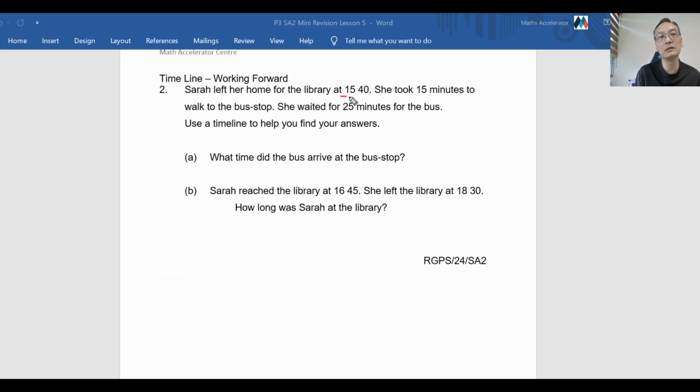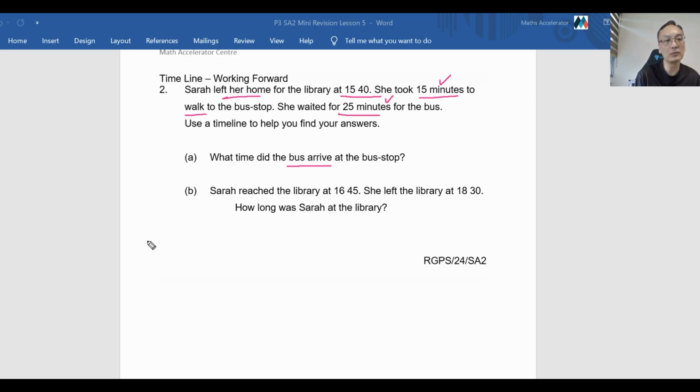Firstly, Sarah left her home at 15:40, right? She took 15 minutes to walk to the bus stop, and she waited for 25 minutes. So with this information, we need to find out at what time did the bus arrive. So we have to combine the time that she took to walk to the bus stop and the waiting time she took at the bus stop before the bus actually arrived.